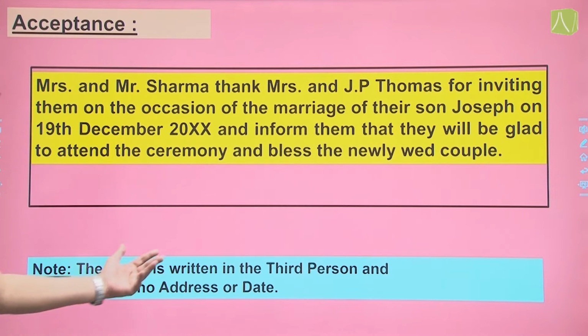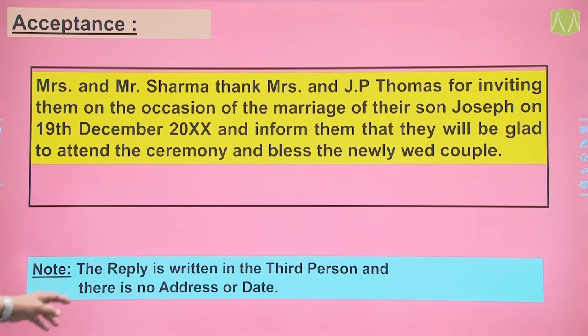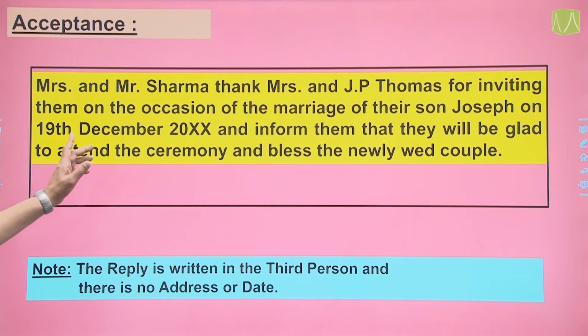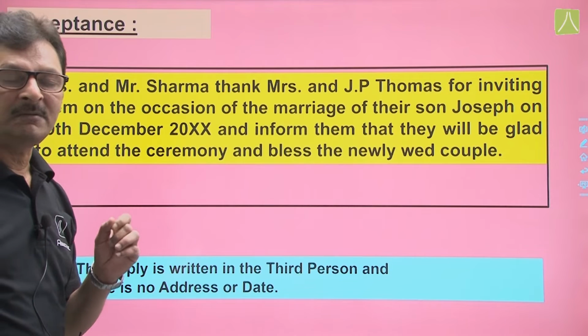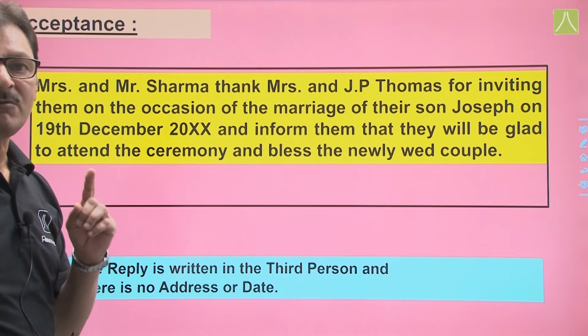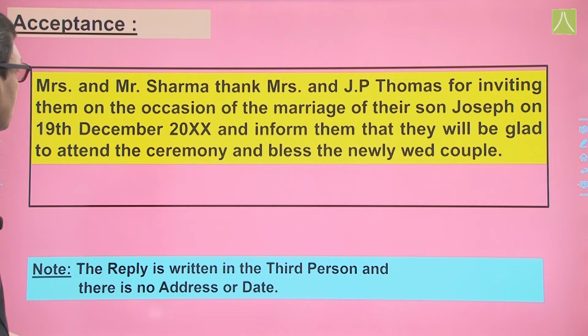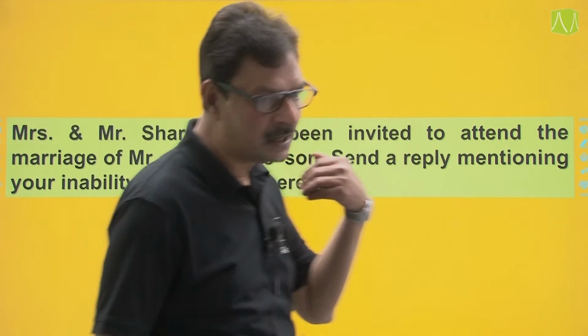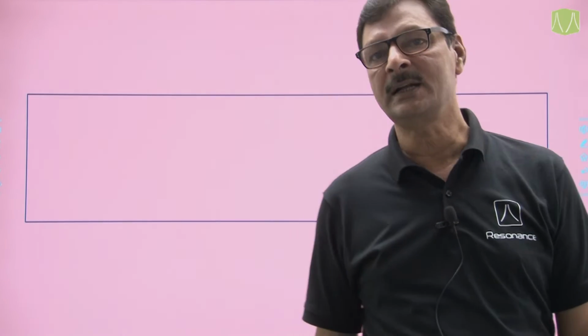And in this, the reply is written in the third person and there is no address or date. No address and date is specified here. So this is how you have to reply to a formal invitation for family functions. Let's move on to the regret, that for some reason you will not be able to attend that function.